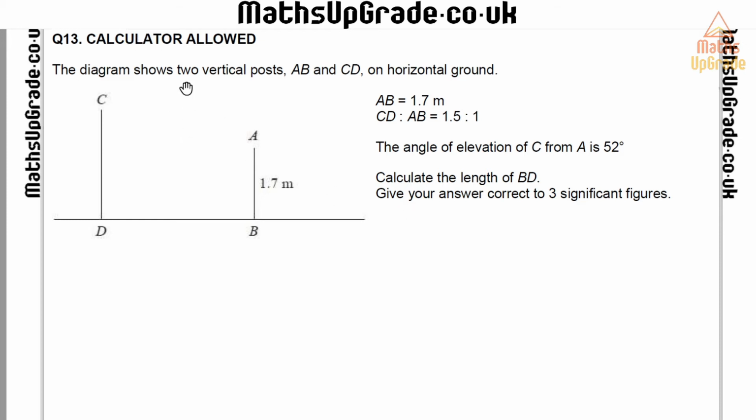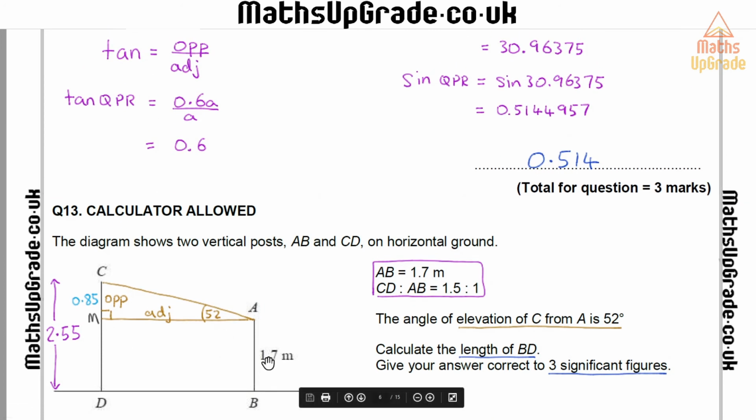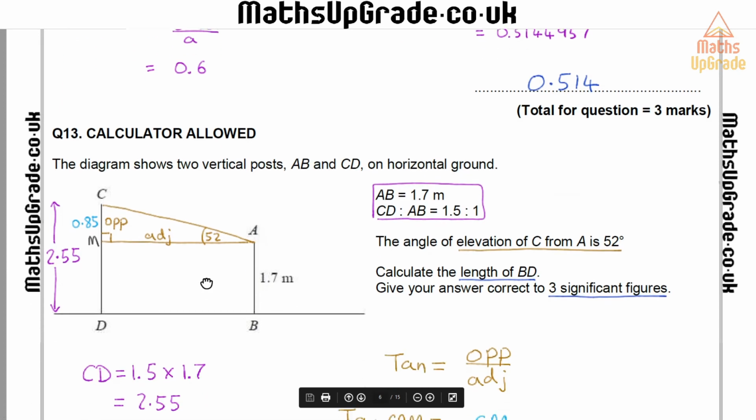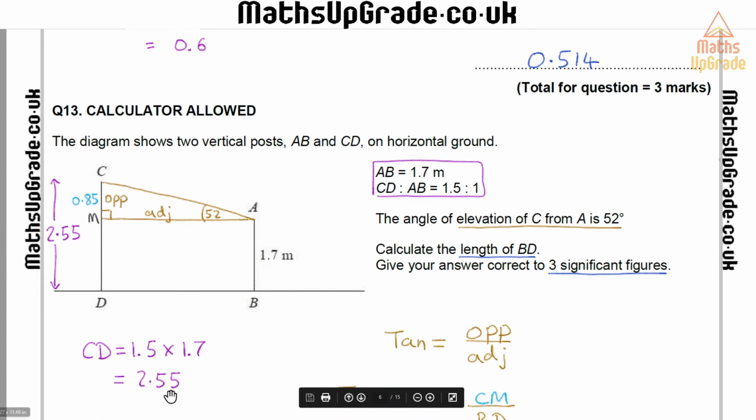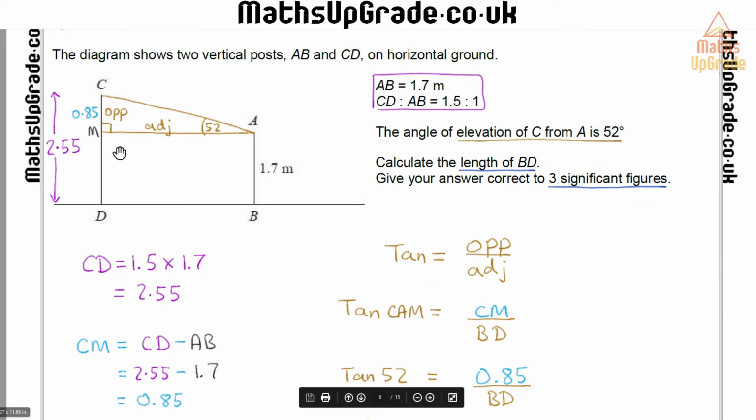So let me show you on my diagram what that would look like. First of all, this is 1.7. Since CD is going to be 1.5 lots of AB, I can just do 1.5 times 1.7, which gives me 2.55. So that there is 2.55. Now I can find the length of CM, since I can do CD minus AB. So CD minus AB gives me 0.85. So that's that length there.